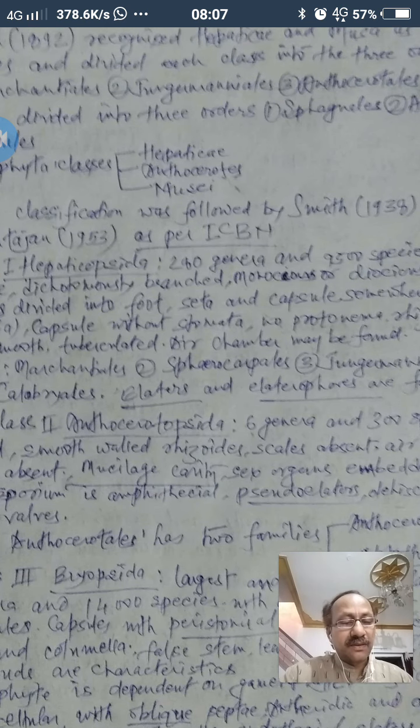Musci was divided into three orders: Sphagnales, Andreaeales, and Bryales. All these three orders are different, from thalli to life cycles, and they are shown here.